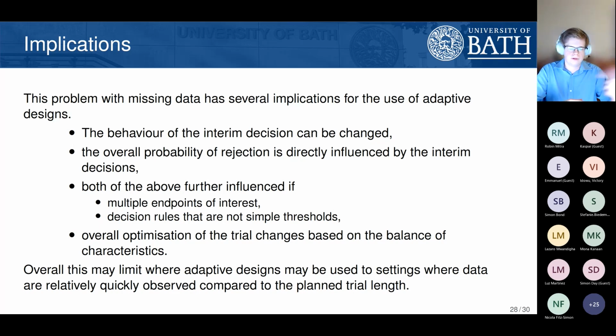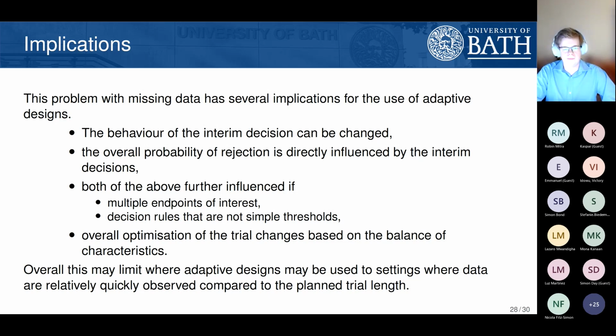We've only seen one kind of binary decision and one binary result, but both of the above are further influenced if you had multiple endpoints of interest. So that multiple testing scenario that we talked about instantly makes this a more complicated procedure to really understand what the impact of my missingness is going to be. And then decision rules that aren't simple thresholds. As we saw in the hypothesis testing, we had this kind of stepped function that was dictating the hypothesis test for the intersection hypothesis.